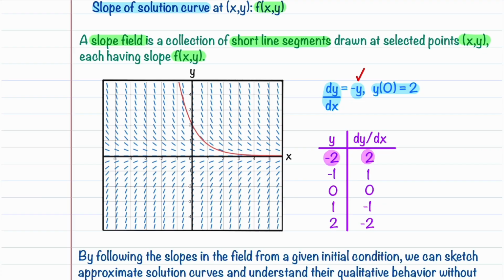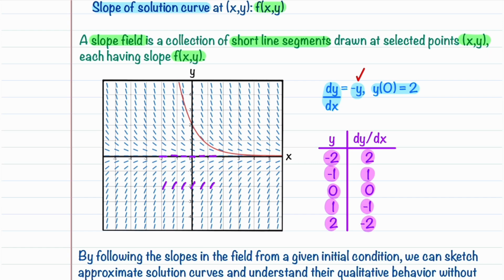Let's plot that. Let's go down to y is negative 2, and I'm going to highlight these lines so that you can see that these lines indicate that the slope is equal to 2. When y is negative 1, the slope is 1, and then when y is 0, the slope is 0. Let's plot those. When y is 0, our slope is 0, so our slope fields are just horizontal lines. When y is 1, our slope is negative 1, and then when y is 2, the slope is negative 2.